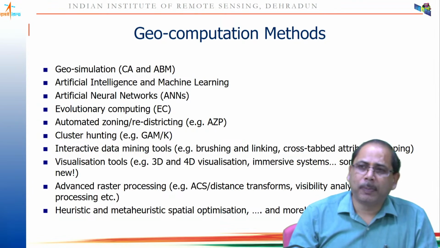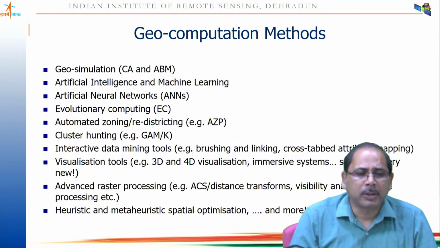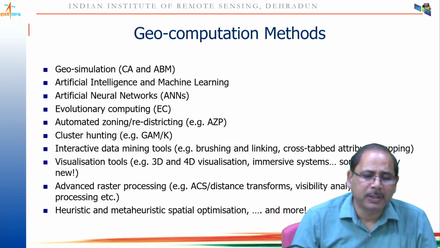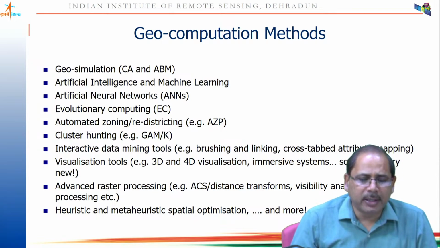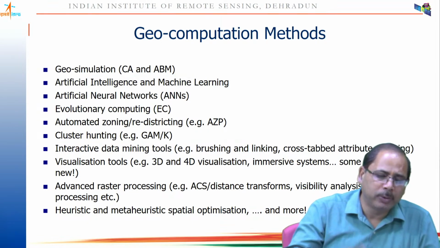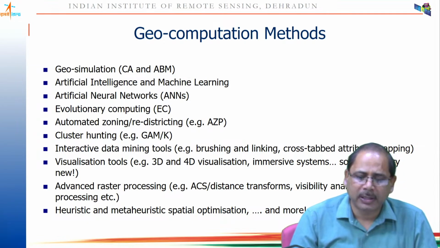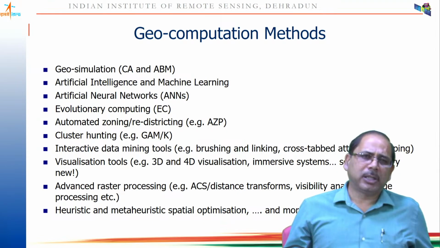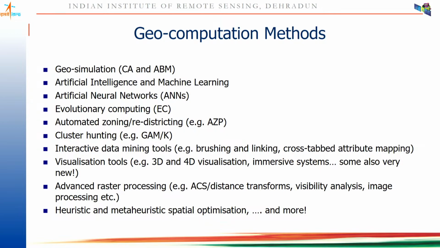There are many geocomputation methods in addition to modeling, simulation, or data analysis. We have geosimulation, like cellular automata based and agent-based models. We have artificial intelligence and machine learning based models, artificial neural networks, or evolutionary computing, automated zoning or redistricting, for example AZP, cluster hunting, interactive data mining tools. Then we have visualization tools like 3D and 2D visualization, advanced raster processing. We have techniques like visibility analysis, image processing techniques, and so on. There are so many such computation techniques available in this domain.